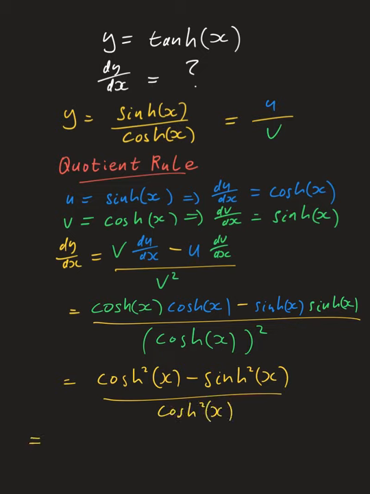Now from before, if you look at the previous identities we went through, we know that cosh squared of x minus sinh squared of x is just 1. So we have that the derivative of the hyperbolic tan function is 1 over the hyperbolic cosine function squared, or if y equals tanh x, dy/dx is equal to 1 over cosh squared of x. So that is the hyperbolic sine, hyperbolic cosine and hyperbolic tan functions, sinh, cosh and tanh, and some identities to do with them and each of their derivatives.